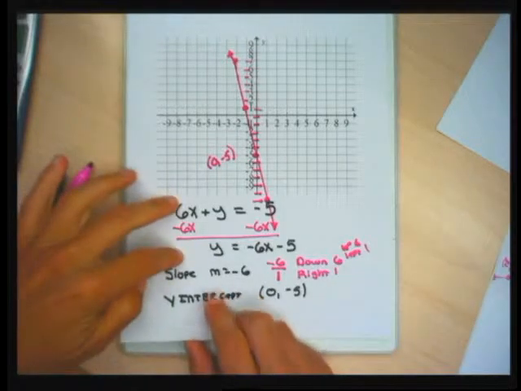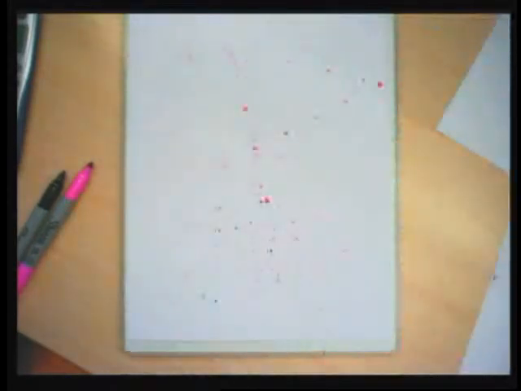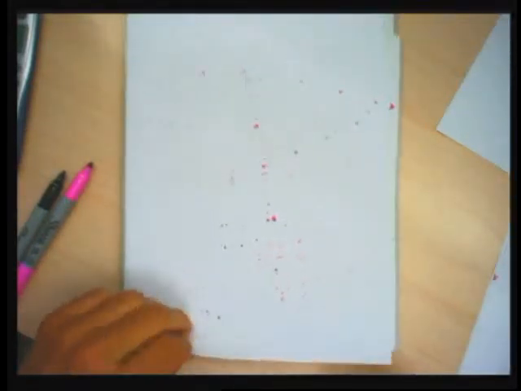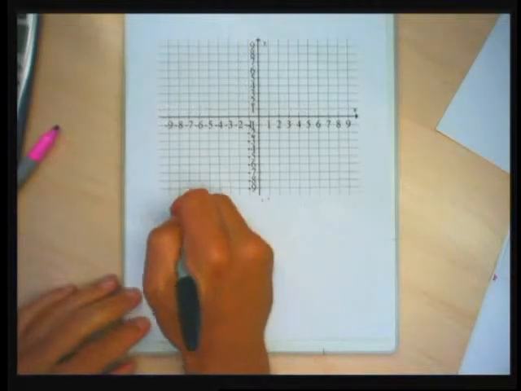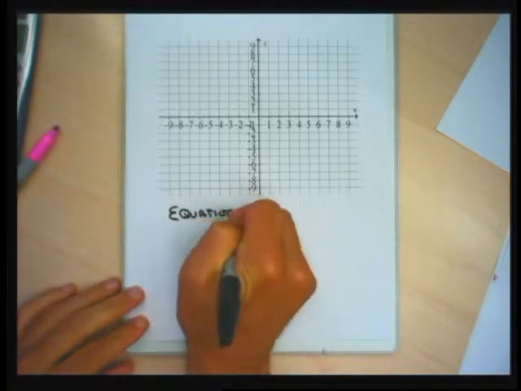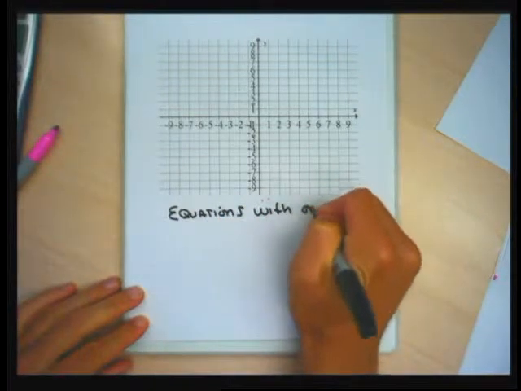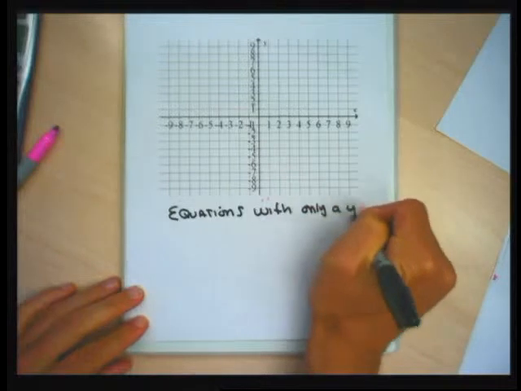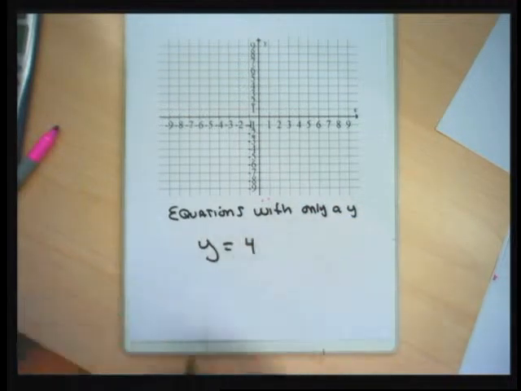These are nice equations because they had both x's and y's, and either they were written in slope-intercept form or it was really easy to get them in slope-intercept form. Not all equations of lines have both x's and y's. Sometimes we have equations that graph to be lines that only have one of the letters. Like the equation, let's say, y equal to 4.